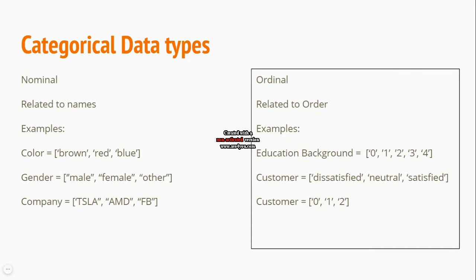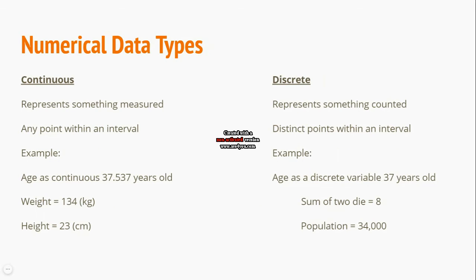We could start the scale at dissatisfied, maybe even indicating dissatisfied as 0, then 1 for neutral and 2 for satisfied. So for categorical data, we have it made up of two subsets, nominal, indicating a name, or ordinal, indicating a specific order within our data. Next, we have numerical data.